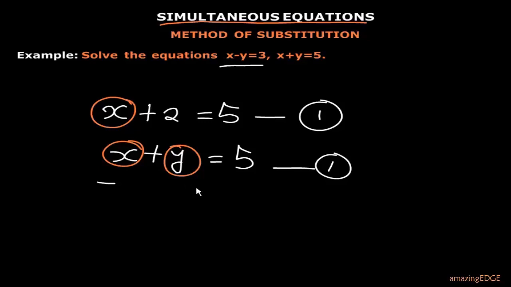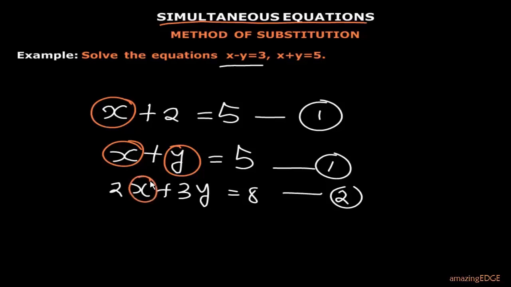So now, with that, I can have something like, let's say, 2x plus 3y equals 8, for instance. So now I have two equations. Now it makes sense for me to find the values of x and y. These are two unknowns, but in two equations.